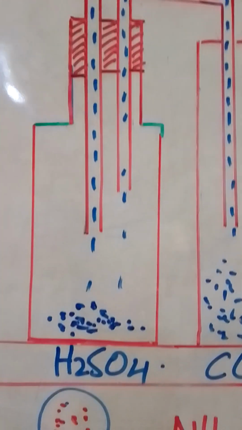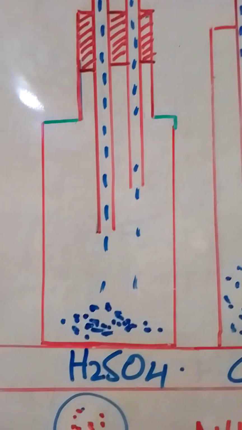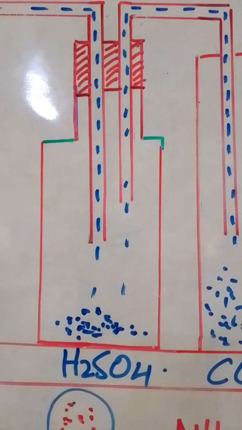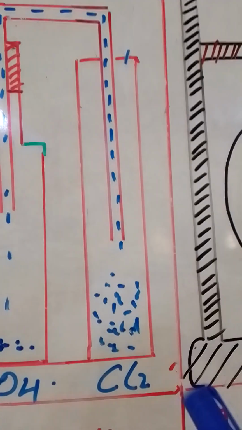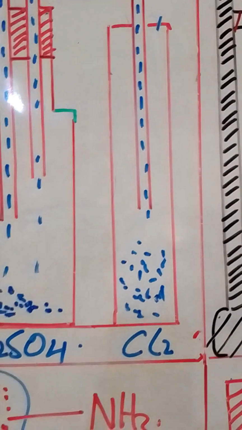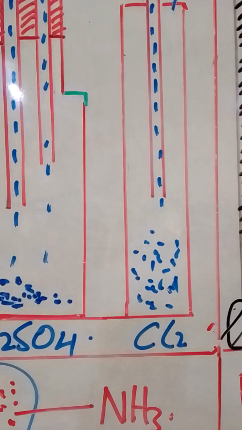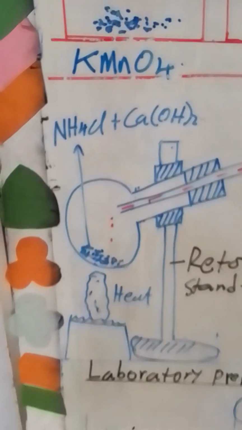Then thereafter it moves into the third flask. The third flask contains H2SO4. What's the function of this H2SO4? It dries the chlorine gas. And again, chlorine is heavier than air, so it's collected by downward delivery. You remember just that. Now the fourth gas here is the laboratory preparation of what?